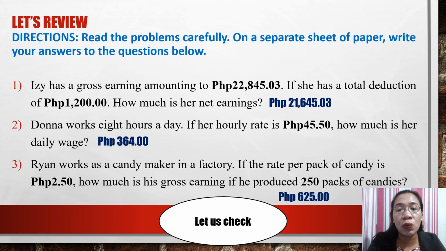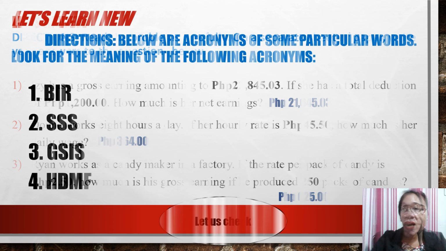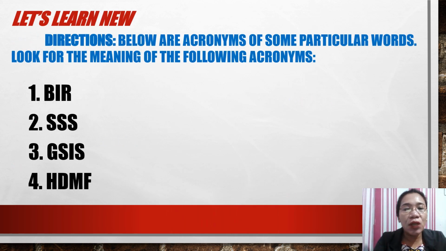Now let us try to learn new things. These are some of the different acronyms that we come across in this new lesson. I want you to take note of the following acronyms: BIR, SSS, GSIS, and HDMF, because these are some of the acronyms that we will be encountering in this lesson. We can encounter these as we go on.